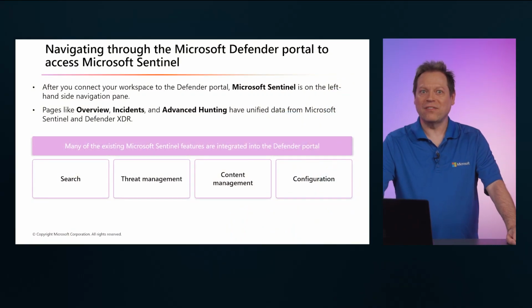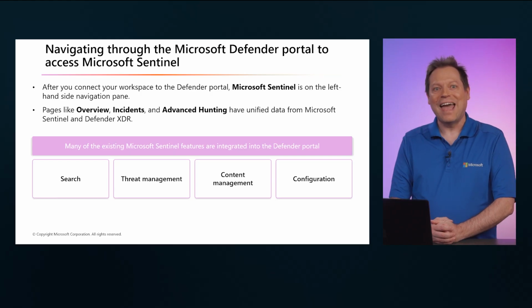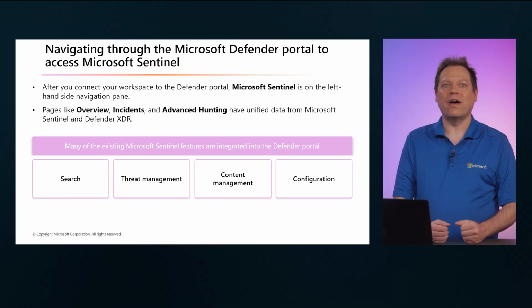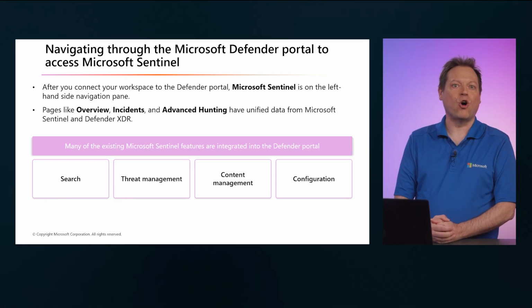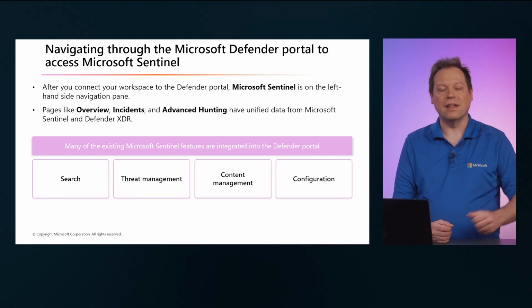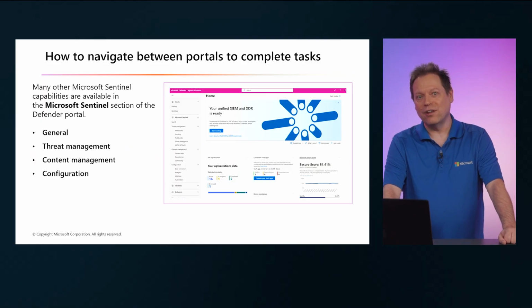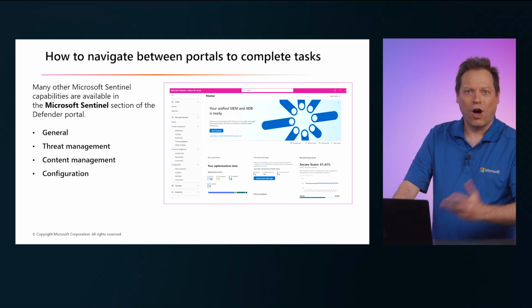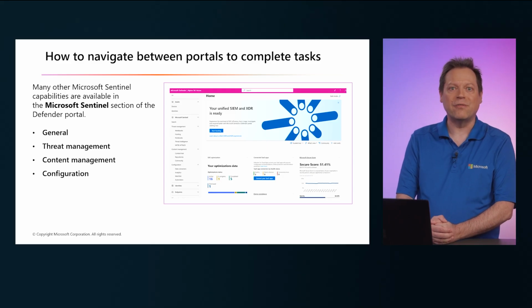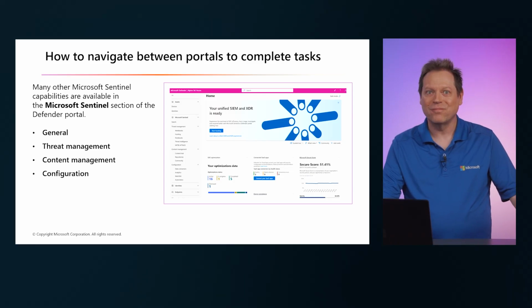Once your Sentinel workspace is connected, Microsoft Sentinel appears in the left-hand navigation. Pages like Overview, Incidents, and Advanced Hunting show unified data from both Sentinel and Defender XDR. Sentinel settings are available under System Settings in the Defender portal. Some Sentinel features are fully integrated into the Defender portal, while others still open in the Azure portal. Understanding where each capability lives helps you work efficiently and avoids unnecessary context switching.